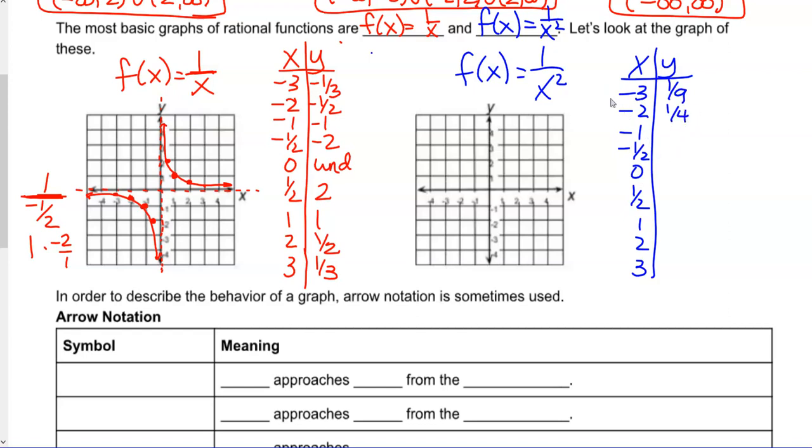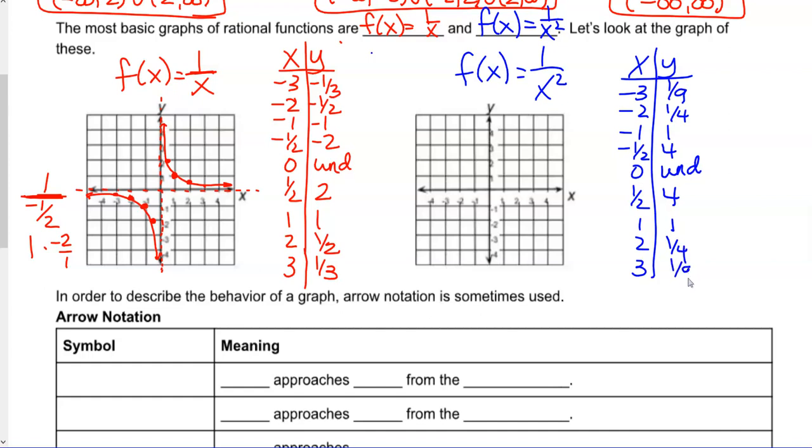Notice both of those are positive. All of these are going to be positive because when I square any number, I get a positive number. When I square the -1/2, I get 1/4. But when I take the reciprocal of that, I end up with 4. Again, we have an undefined at 0. We're going to have a 4 here, a 1 here, a 1/4, and a 1/9.